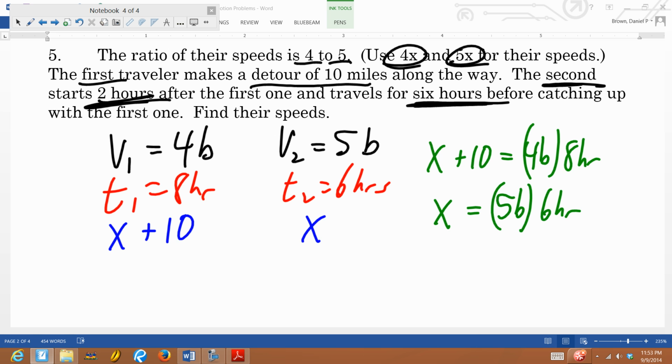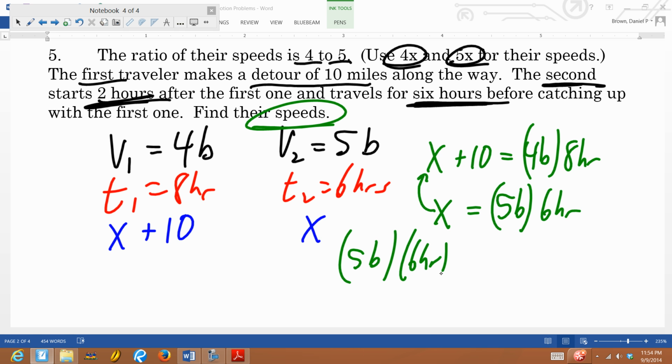Alright, and now we want to know what are those speeds. Well, the first thing I want to do is make a substitution of one equation into the other for x, because I can get rid of my x, and I don't need the x. I need speeds. I've got to figure out what 4b and 5b are. Let's rewrite my equations now. 5b times 6 hours is equal to, I forgot the 10, forgive me.